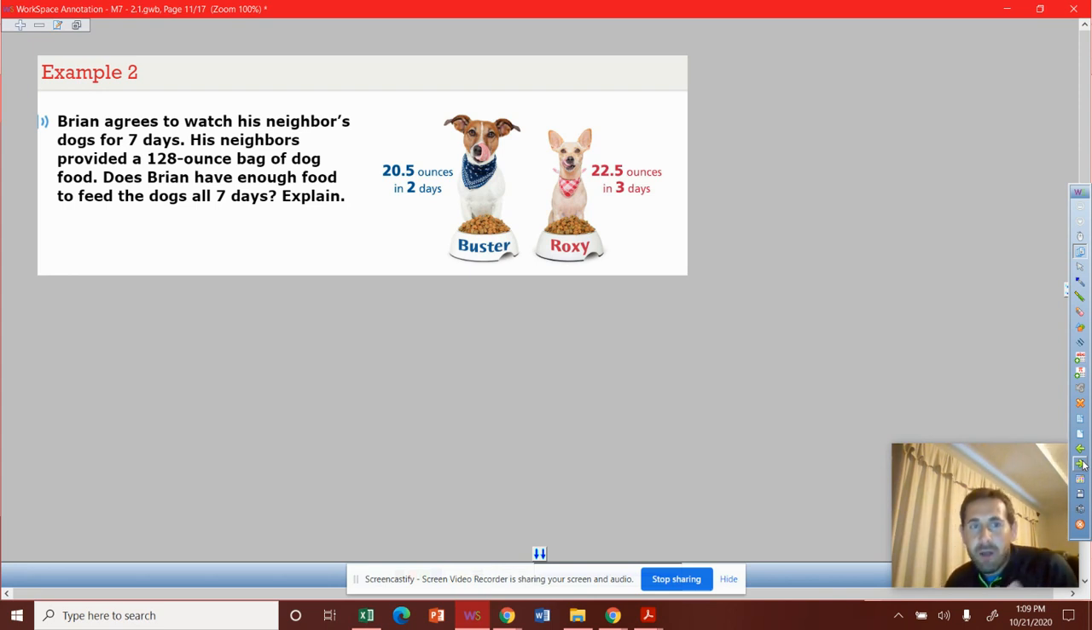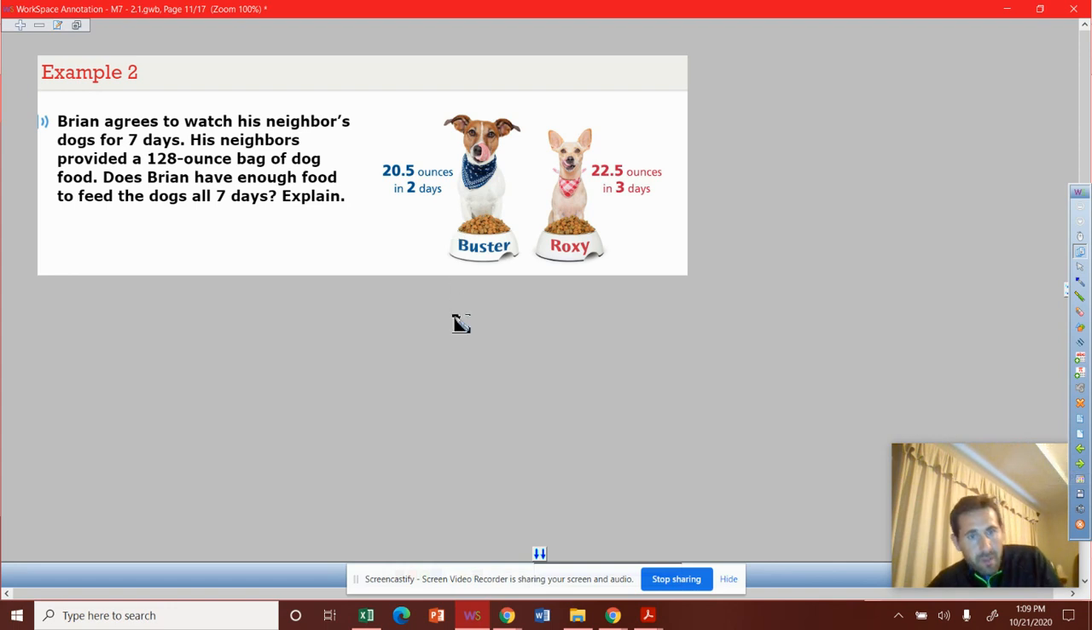So there are multiple ways you can do this to figure out your 7 days. For Buster, you could do 2 days plus 2 days plus 2, and then do half of that for the 1 day count. Then you can do the same thing with Roxy, 3 days plus 3 days, and then divide that amount by 3 and add 1 more day to it.